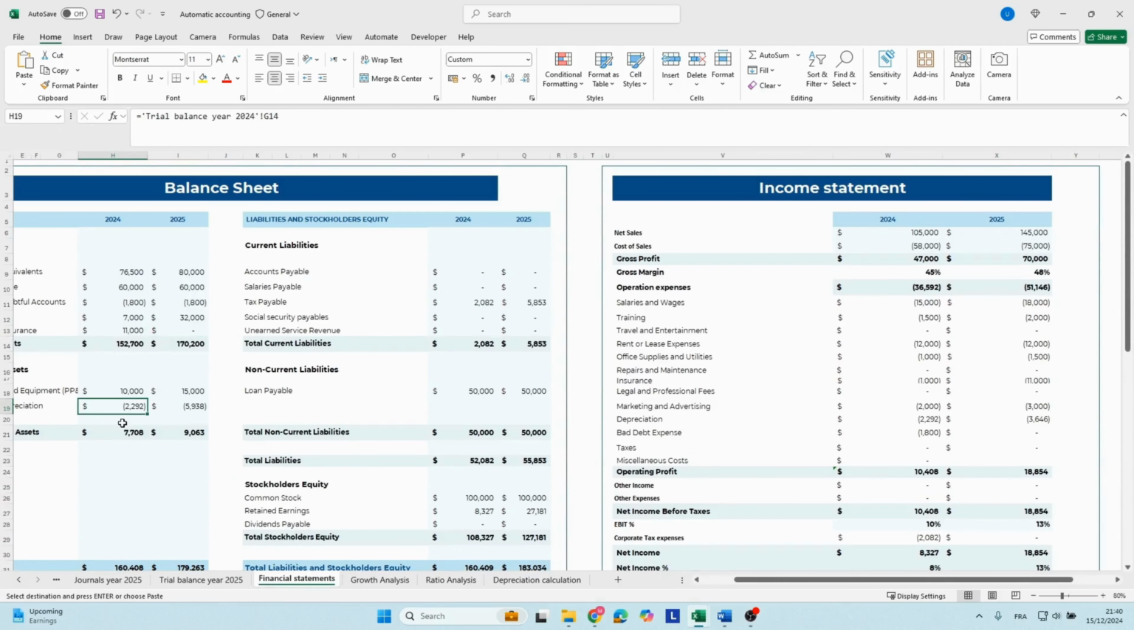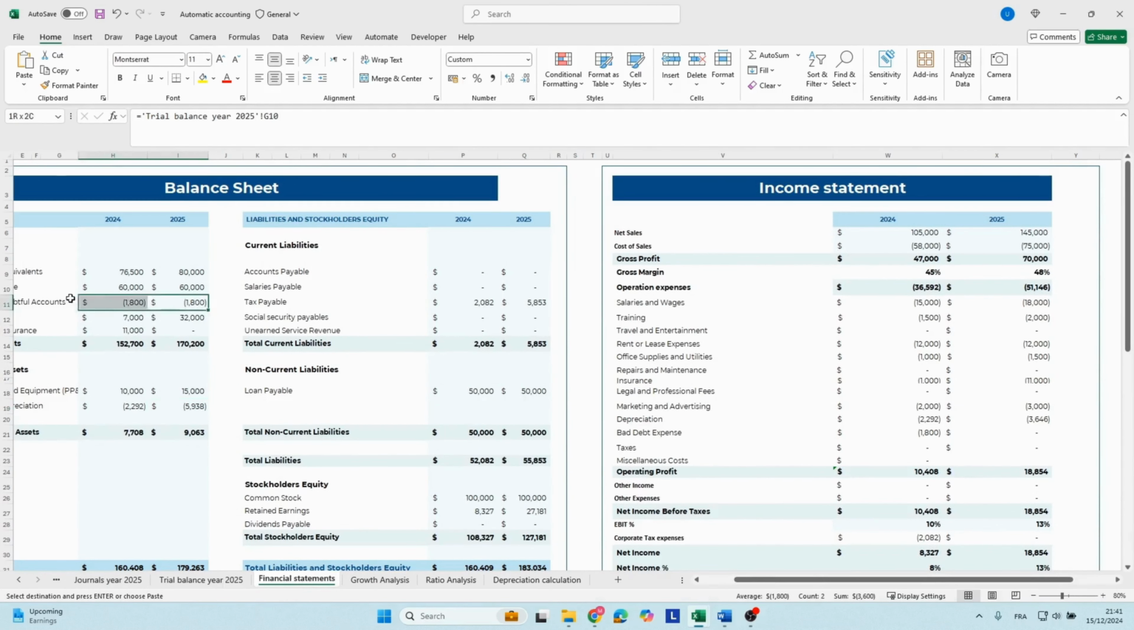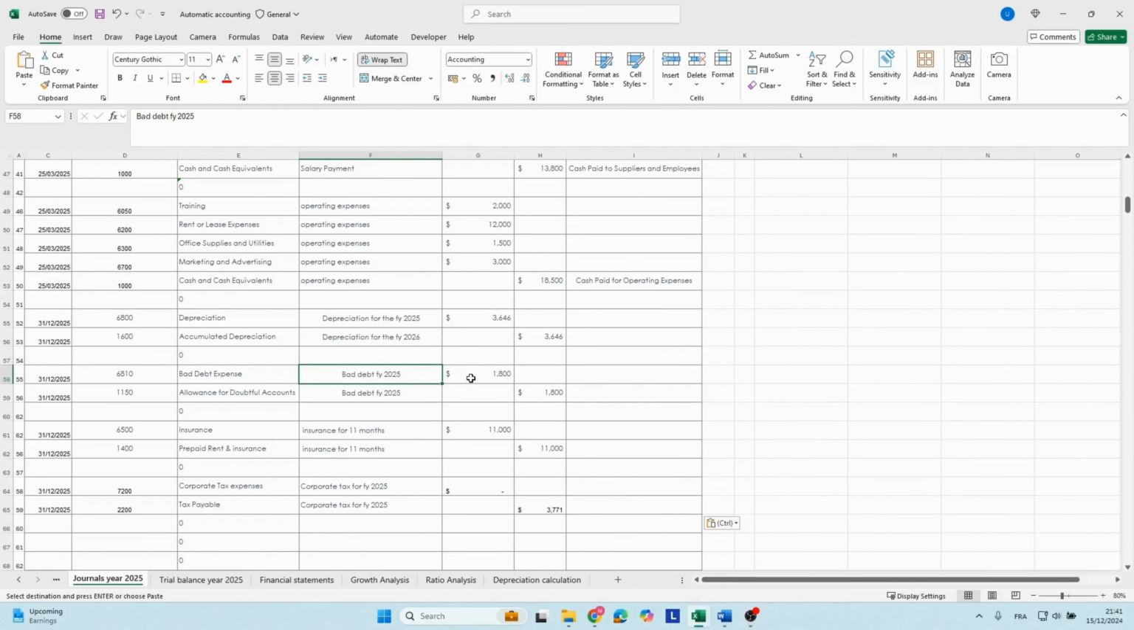Instead of 2,292, we have 5,938, which is depreciation for the last year, included depreciation for this year. Then at the end of the year, we need to look to the financial statement to see our account receivable. The same value, we have 60,000. So we need to calculate the bad debt for the year, which is 60,000 multiplied by 3%.